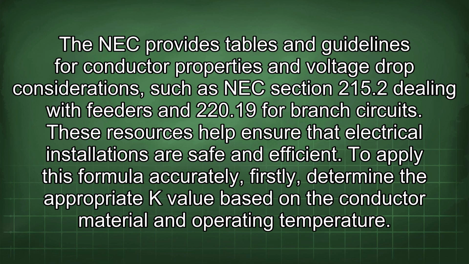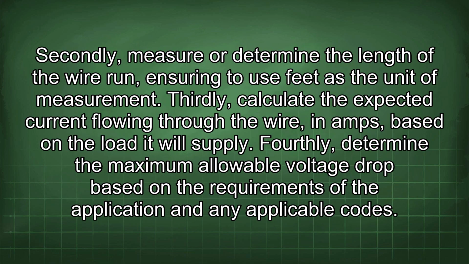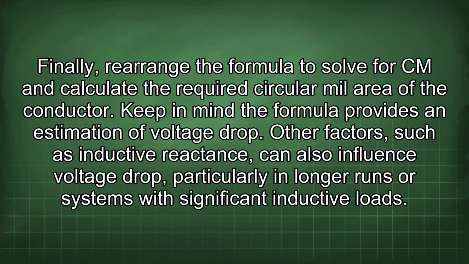To apply this formula accurately, firstly determine the appropriate K value based on the conductor material and operating temperature. Secondly, measure or determine the length of the wire run, ensuring to use feet as the unit of measurement. Thirdly, calculate the expected current flowing through the wire in amps based on the load it will supply. Fourthly, determine the maximum allowable voltage drop based on the requirements of the application and any applicable codes. Finally, rearrange the formula to solve for Cm and calculate the required circular mil area of the conductor.